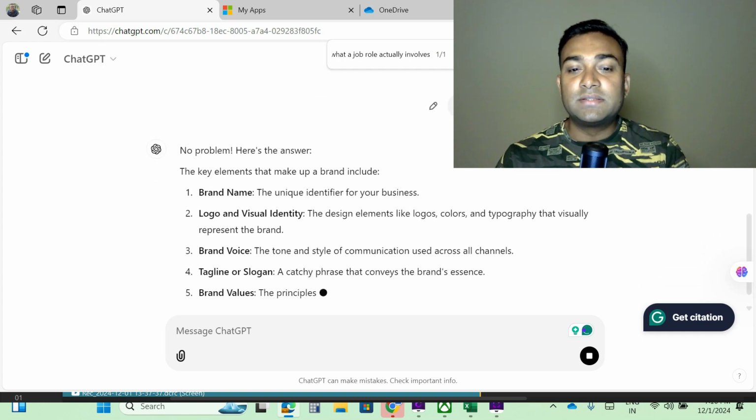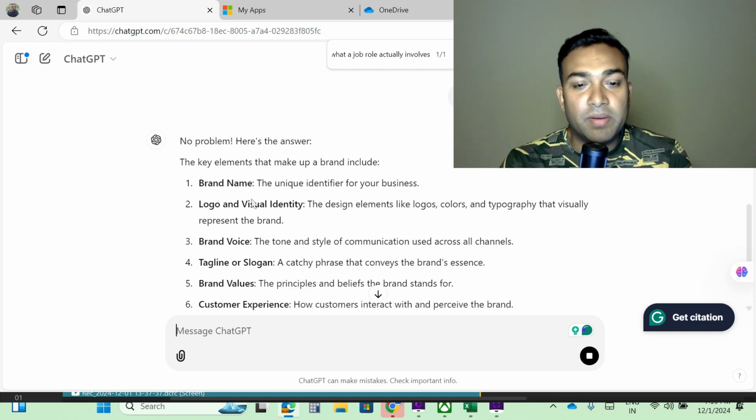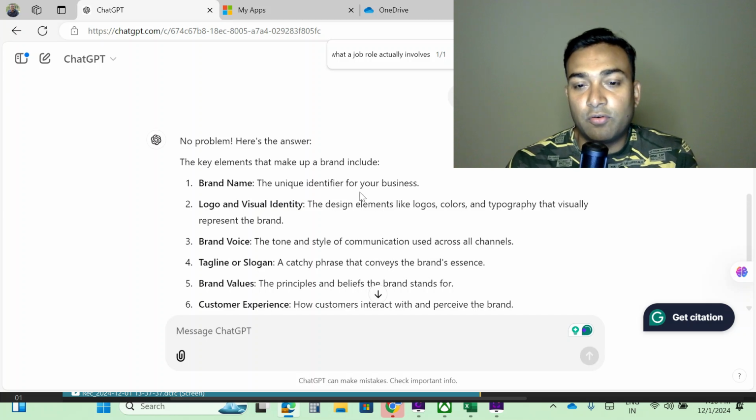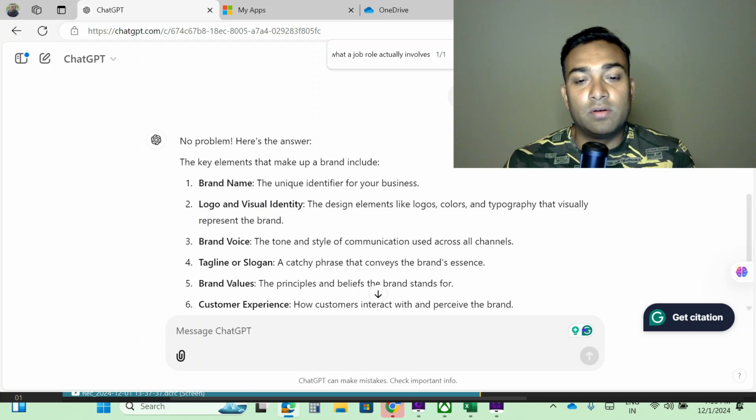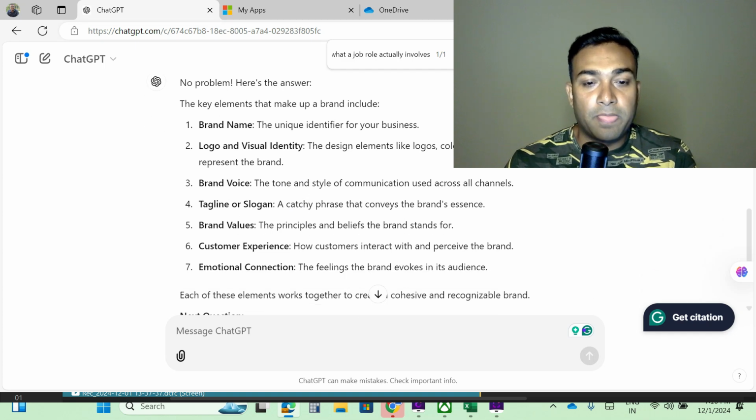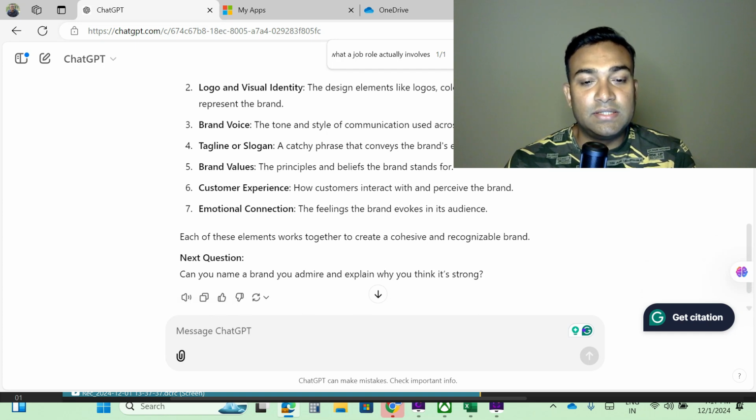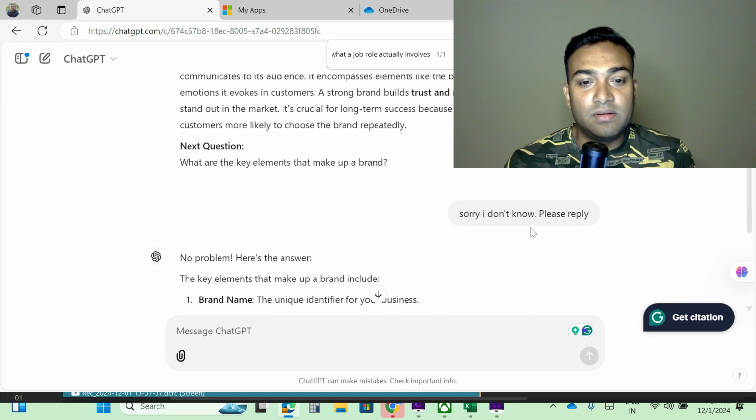The key elements that make up a brand include a brand name, the unique identifier for your business, okay, logo and visual identity, then the brand voice, tagline or slogan, brand values, customer experience, emotional connection, all these things. Each of these elements works together to create a cohesive and recognizable brand. See, it has given me the answer.